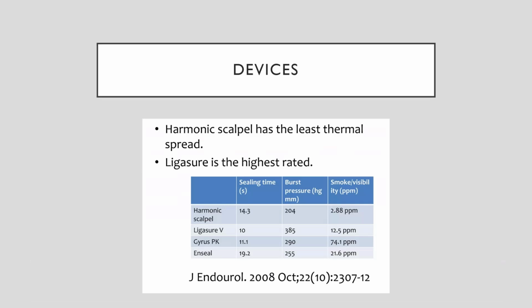One study will say that Ligashore has less thermal spread than Harmonic, and there will be other study which will tell you that Harmonic scalpel has least thermal spread. For example, this one over here. And in terms of burst pressure, Ligashore is highest rated compared to others. And then also there are parameters like smoke and visibility. The least amount of smoke is by Harmonic scalpel. These all things can be debated.